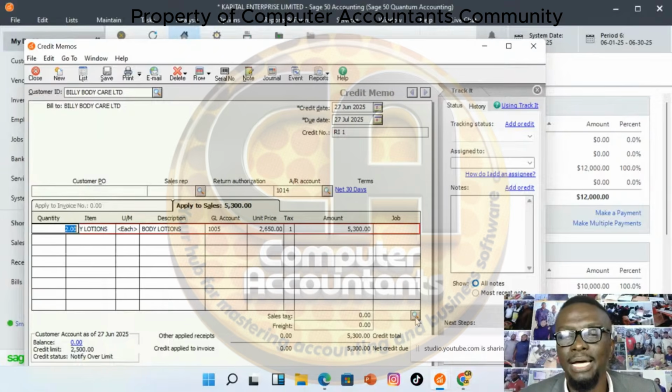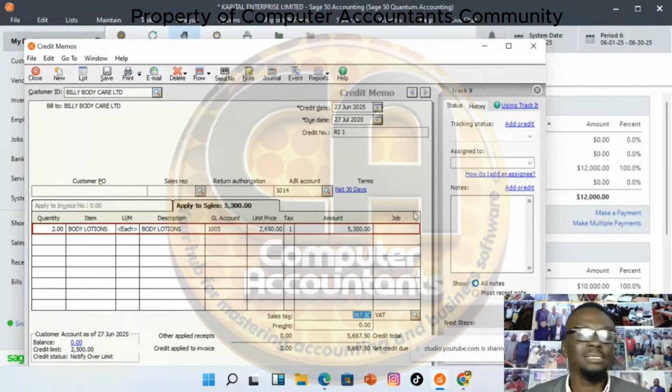Okay, so add VAT to it because all of them will be null and void. Since he's returning, he bought 2 and he's returning it back, it then means that even the VAT will also be null and void. So I'll click save.